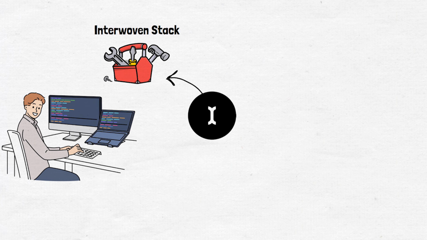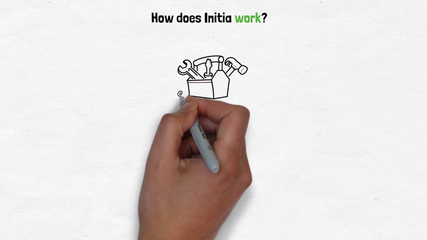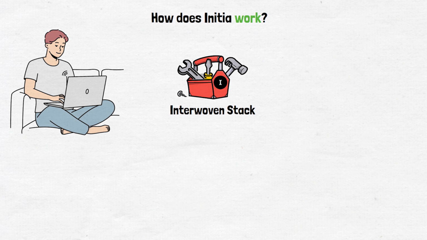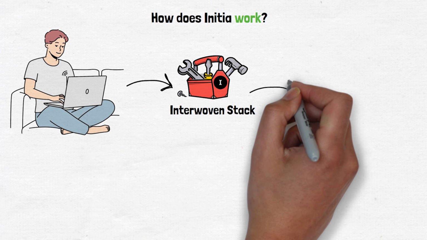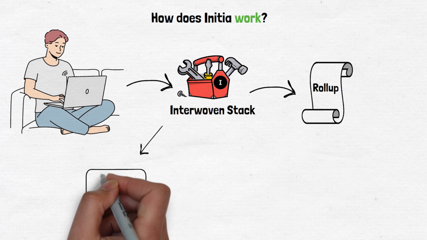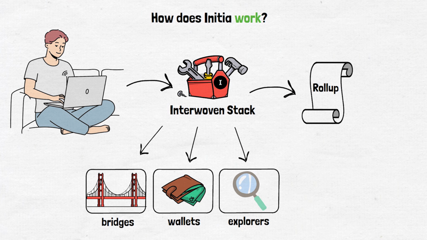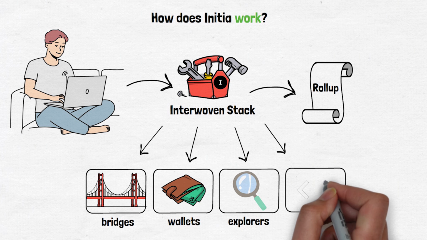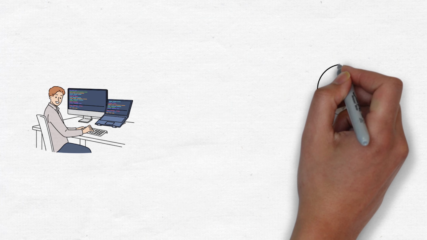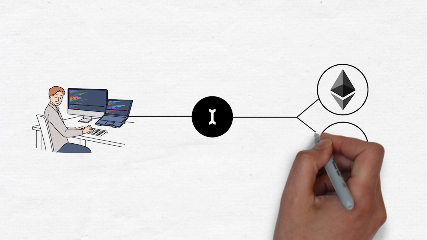So how does Initia actually work? The big thing here is of course the Interwoven stack. It's a full package of tools that developers can use to set up and run a rollup without all the hassle. This stack includes bridges to move tokens, wallets to store them, explorers to track what's happening, and support for different coding setups. Say a developer wants to use Ethereum's system or something totally different. Initia lets them choose without locking them in.